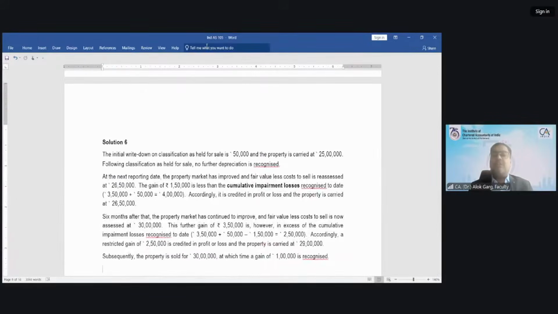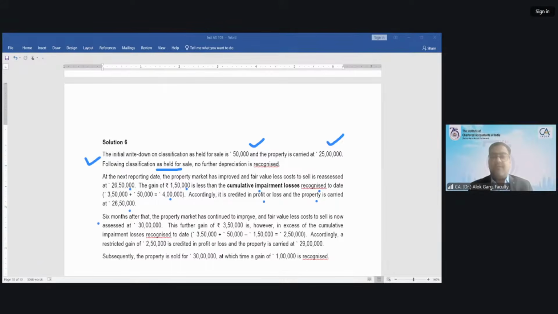So this is what we discussed. Let's quickly read the answer also. The initial write down on classification as held for sale is 50,000 and the property is carried at 25 lakh. Following classification as held for sale, no further depreciation is recognized. At the next reporting date, the property market has improved and fair value less cost to sell is reassessed at 26.5. The gain of 1.5 is less than the cumulative impairment losses recognized to date, which is 4 lakh. Accordingly, it is credited in profit and loss and the property is carried at 26.5.